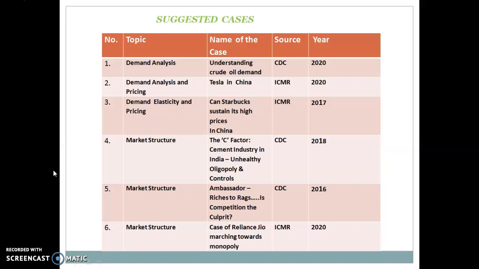In addition to this, we would be also dealing with a number of caselets recommended in your textbook, as well as from outside sources which are reliable. So that's about all.